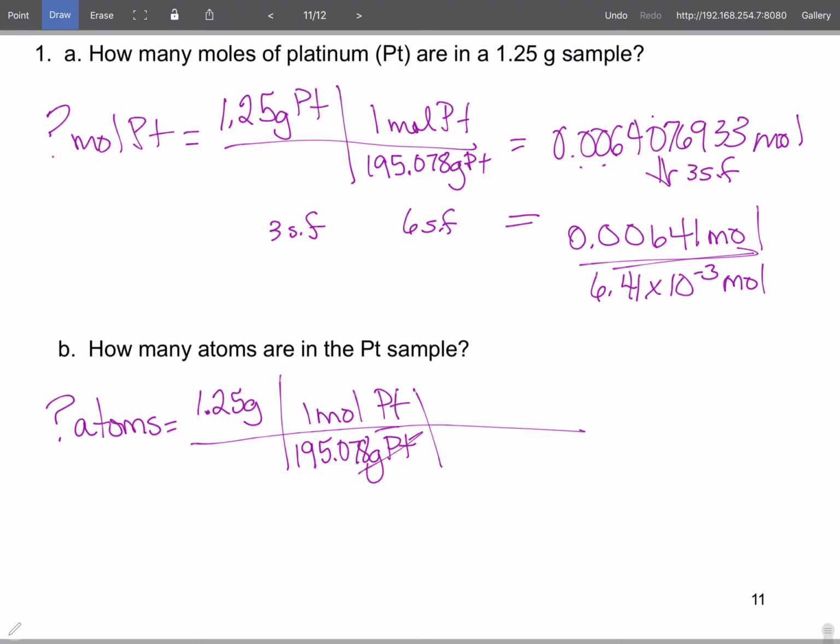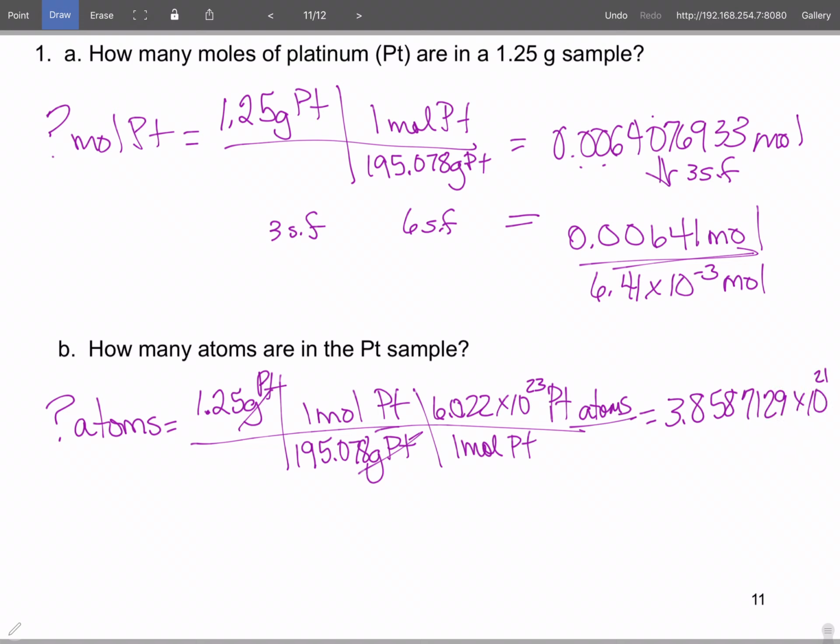And so now our grams are gone. So we're left with moles, and we know that 1 mole of platinum is 6.022 times 10 to the 23rd platinum atoms. Whoops, I can say it, but obviously I can't write it. And that's equal to 3.8587129 times 10 to the 21.